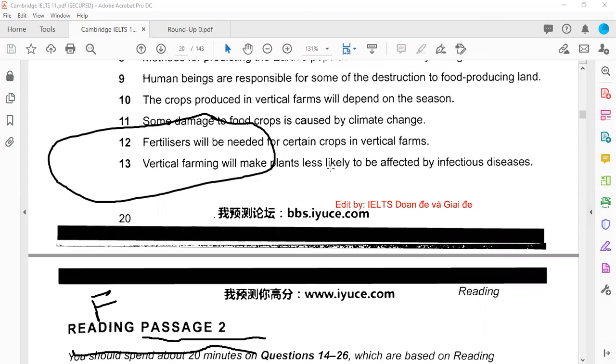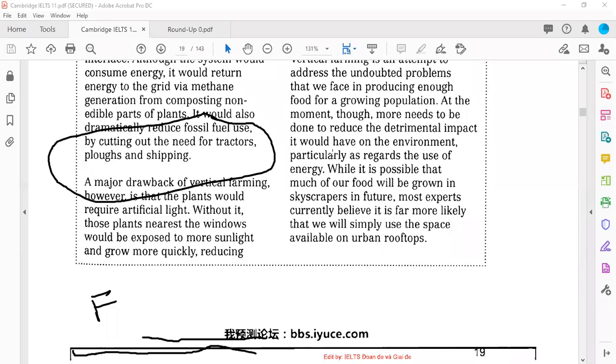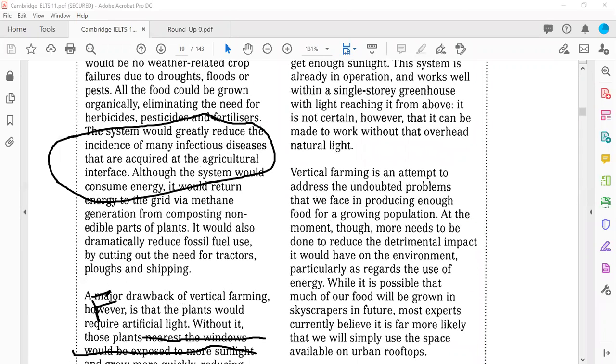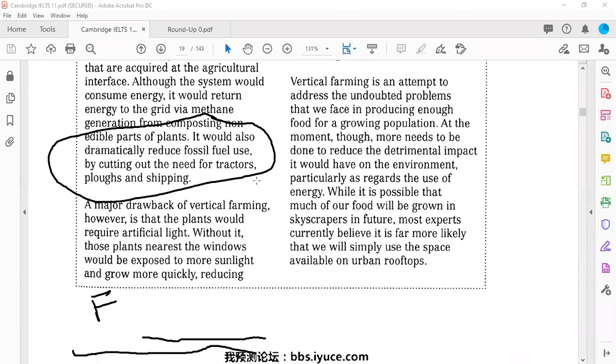Vertical farming will make plants less likely to be affected by infectious diseases. False. Reduce the incidence of many infectious diseases.